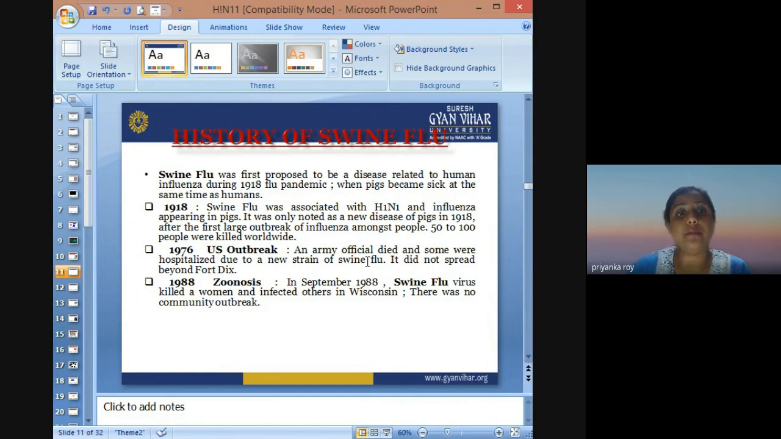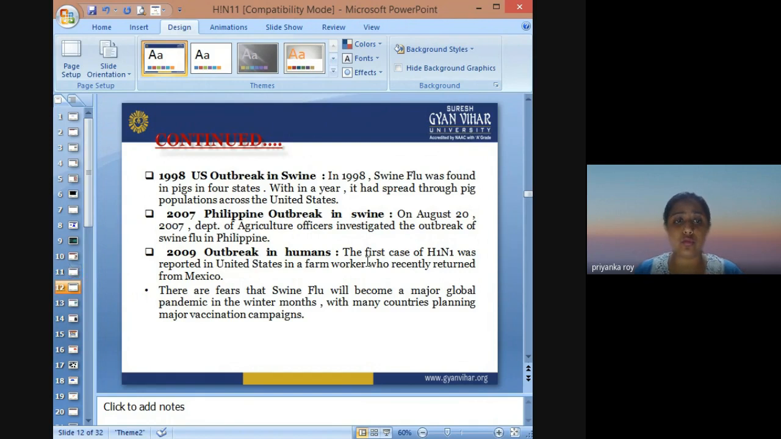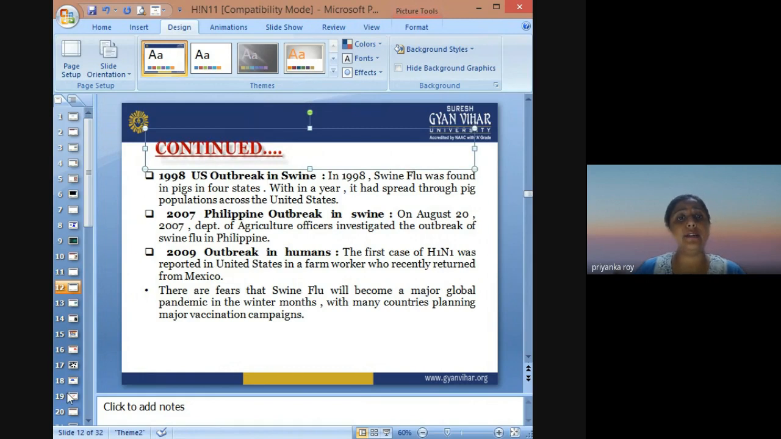It did not spread beyond some region in USA. Then in 1988, zoonotic influenza, in September 1988, a swine flu virus killed a woman and infected others in Wisconsin. So this was not a community outbreak, but a spread through other contingents. Again in 1998, a US outbreak of swine flu.